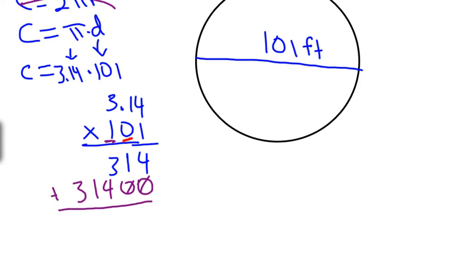If we add these together, we would get 31714 feet. Well, actually that's not right because we need to remember our decimal places. So we have 2 decimal places up top, none on the bottom, so we need 2 decimal places in the answer. So it's actually 317 feet. That's the circumference, so the distance around the outside of this cookie is 317 feet. That is a lot of cookie.